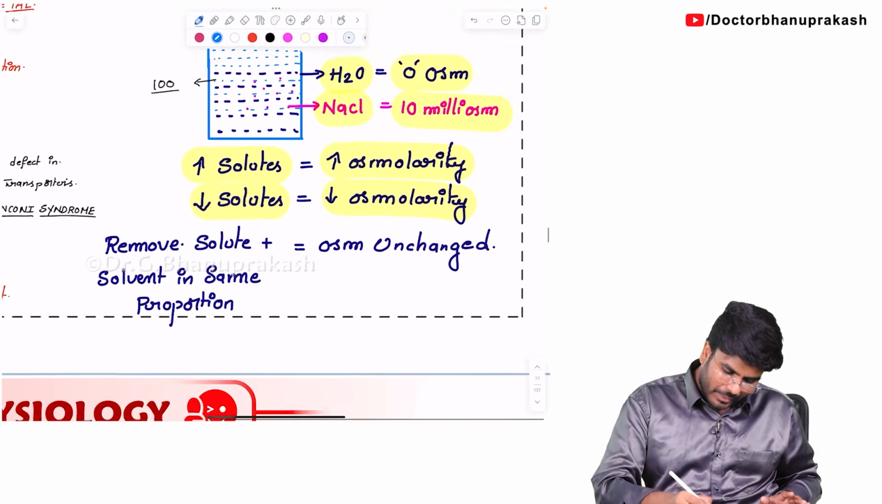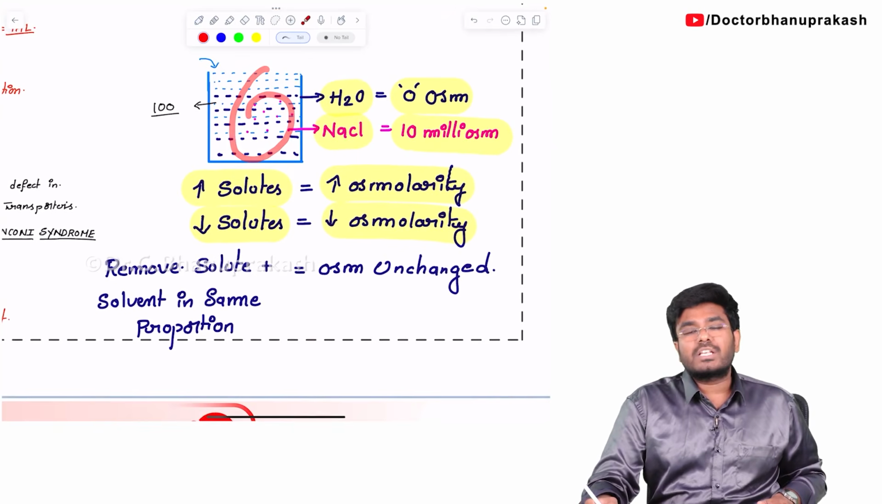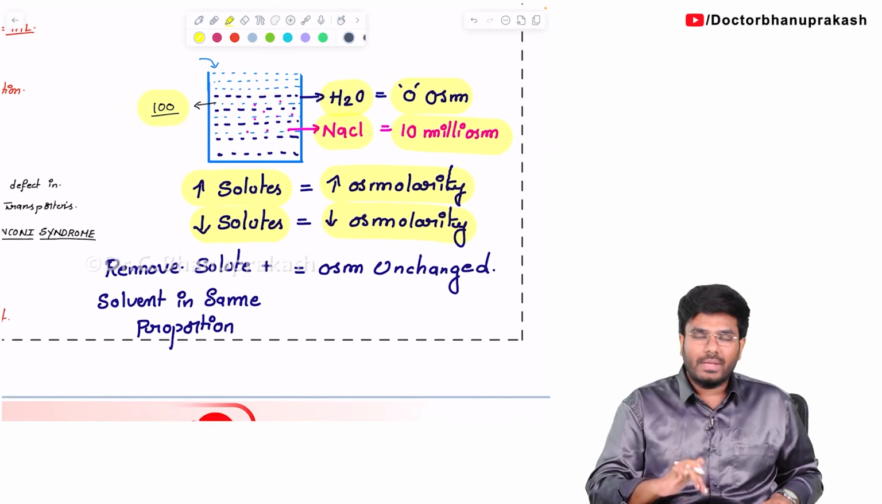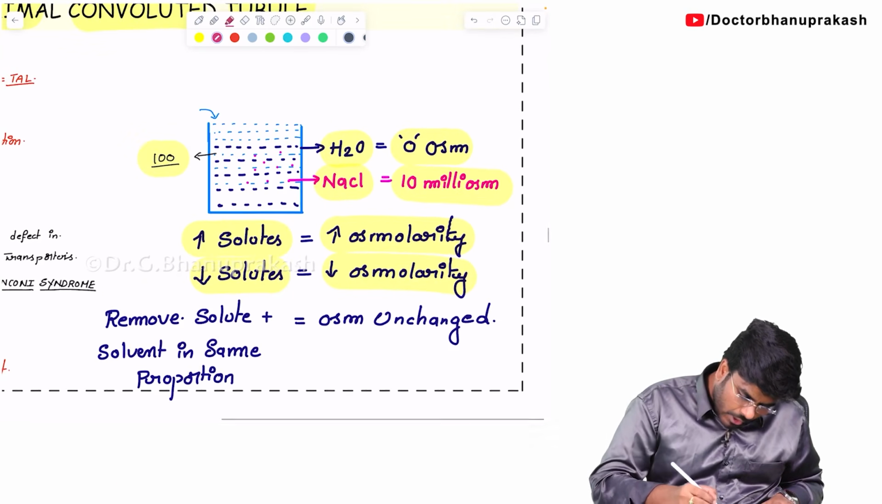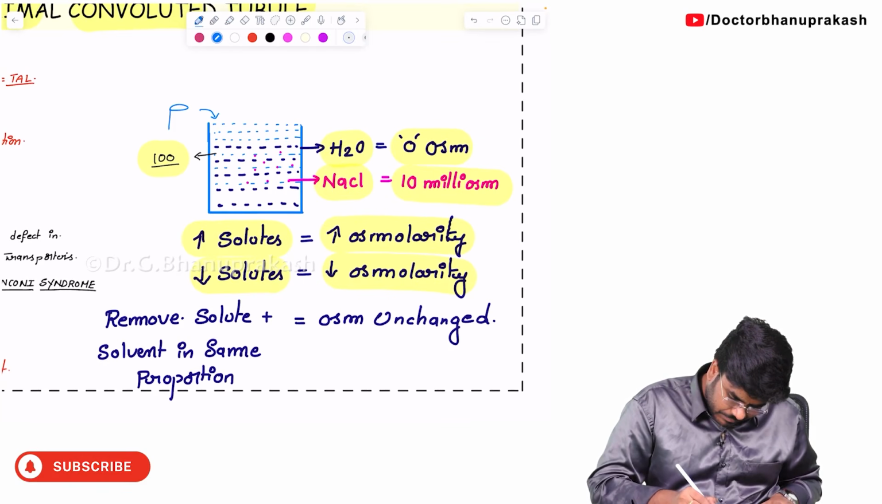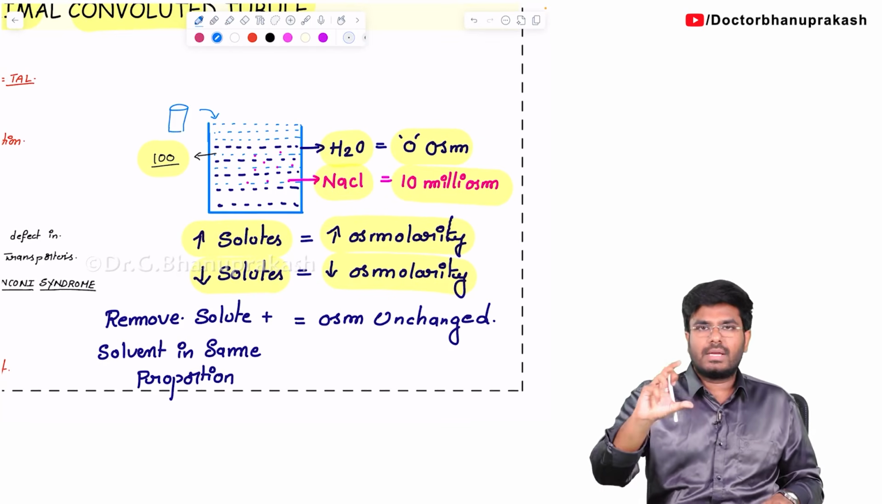Now the final rule, the most important. Now see, I am taking a beaker. And what is the osmolarity of this beaker? The osmolarity of this beaker is, let's say, 100. Again 100 I am taking. Now I am taking a small glass.